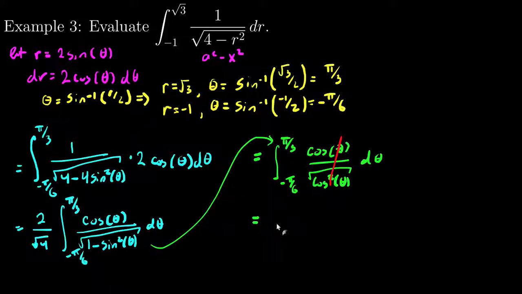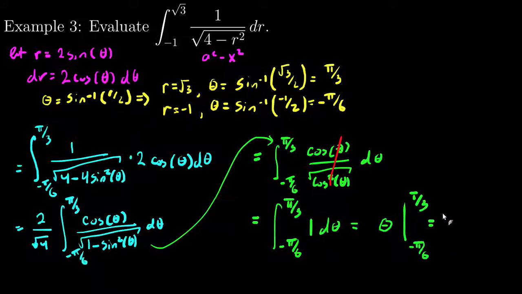And we're left with the integral from negative pi over 6 up to pi over 3 of 1 d theta, which is going to be theta evaluated from negative pi over 6 up to pi over 3, which will then equal pi over 3 minus negative pi over 6. Pi over 3, in terms of a common denominator, is equal to 2 pi over 6 minus a minus, plus. 2 pi over 6 plus pi over 6 is 3 pi over 6, which equals pi over 2.